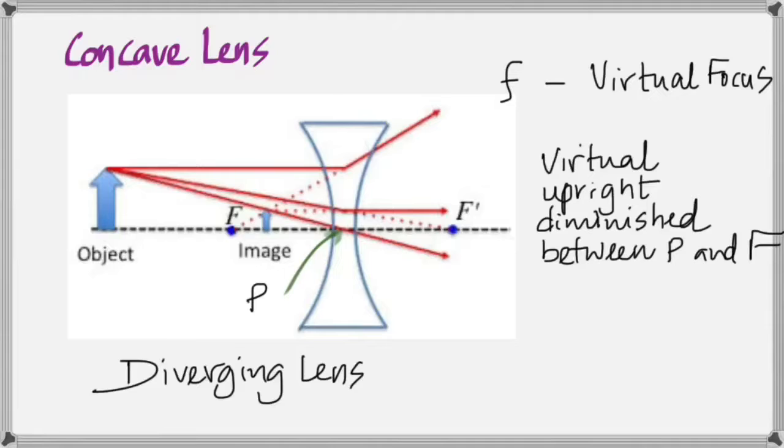But have you understood the diagram? What are the properties of this image? Is this understandable? It's virtual, it's upright, it's diminished, and the image is always going to be between the optic center and the focal point. The image is always going to be trapped between those 2.